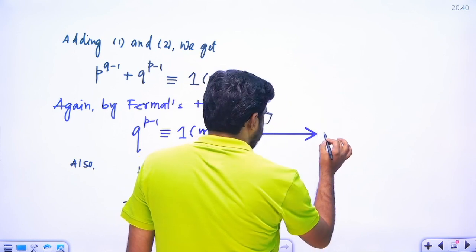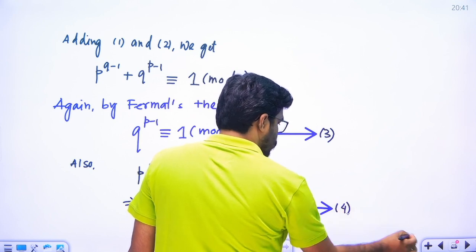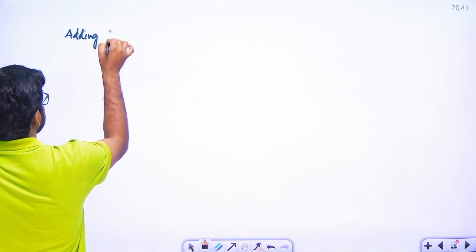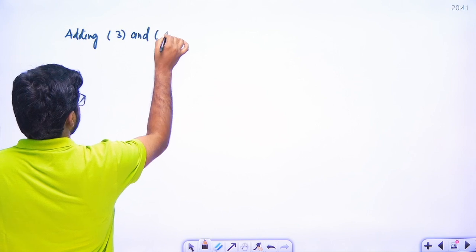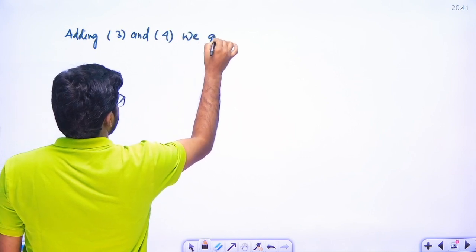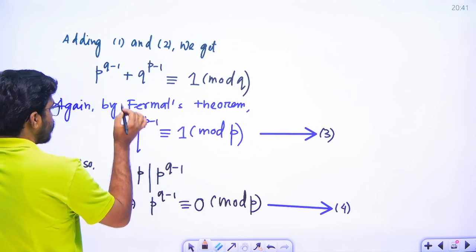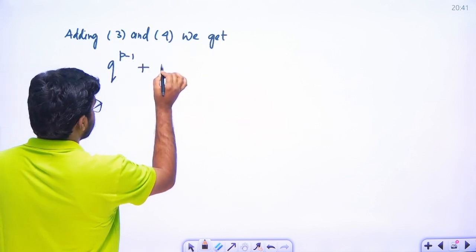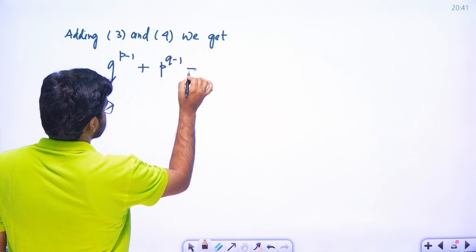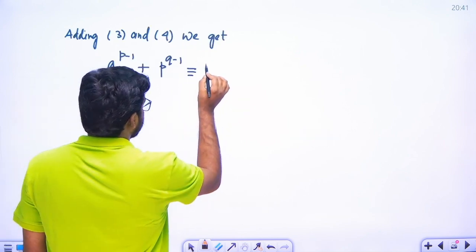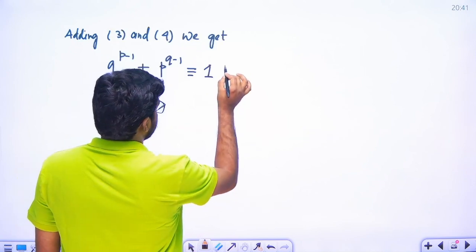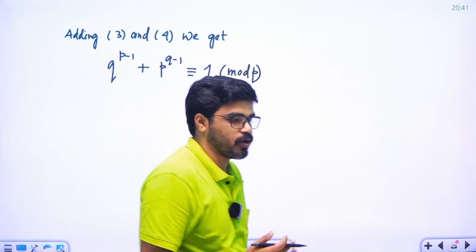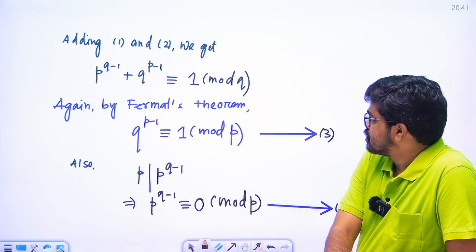So adding 3 and 4, we get q to the power p minus 1 plus p to the power q minus 1, which is congruent to 1 plus 0, that means 1 modulo p. Okay, right?